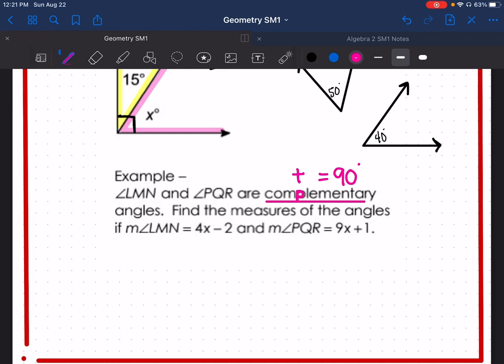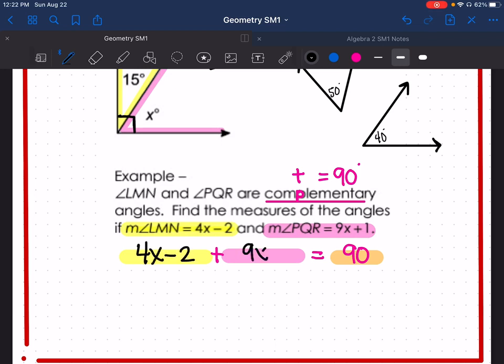Find the measures of the angles. If the measure of angle LMN is 4x minus 2, and the measure of angle PQR is 9x plus 1. Because we know that they are complementary, we're going to take our two angles, add them together, and they have to equal 90 degrees. Let's go ahead and plug them in, and let's go ahead and solve.